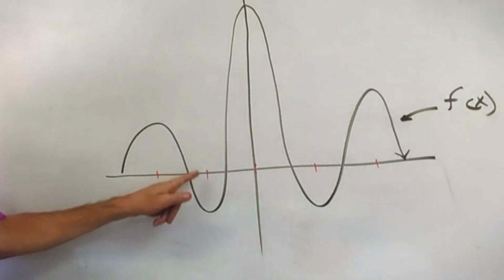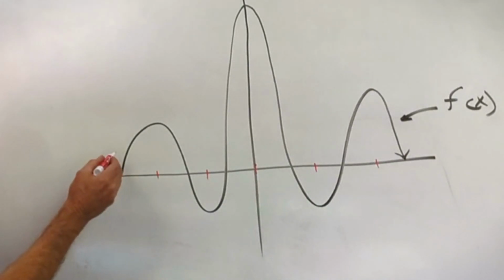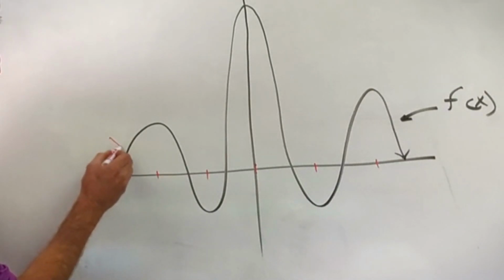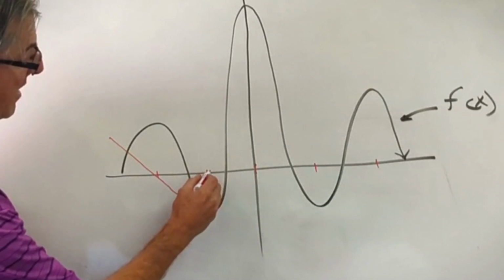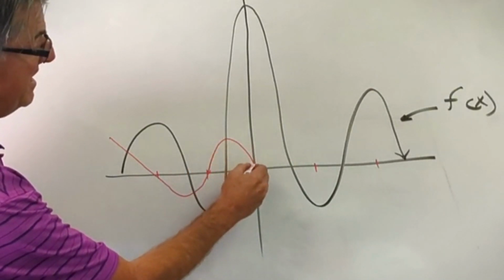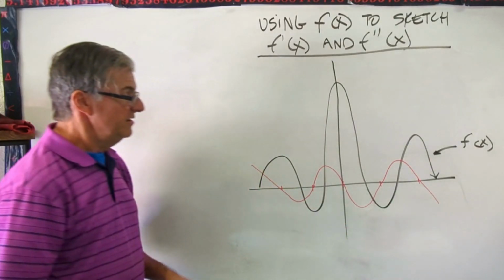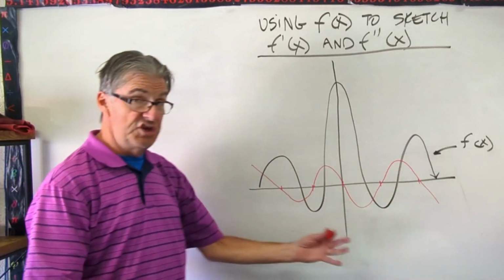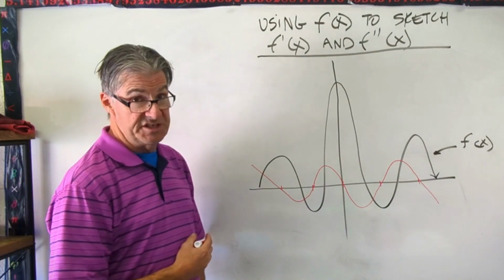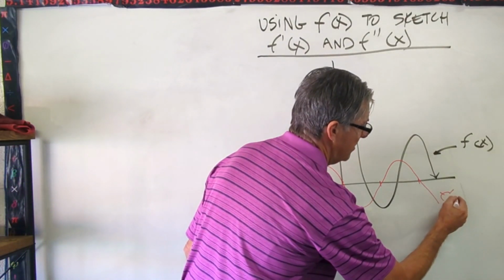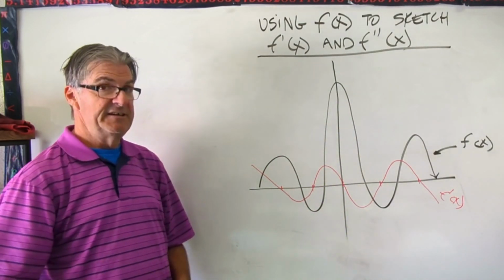So now I can use my turning points to sketch the graph of the first derivative. And that's going to be positive to here, then negative to there, then positive to there, negative, positive, and negative. So this graph is just mapping whether or not the function is increasing or decreasing. And that's f prime of x, okay?